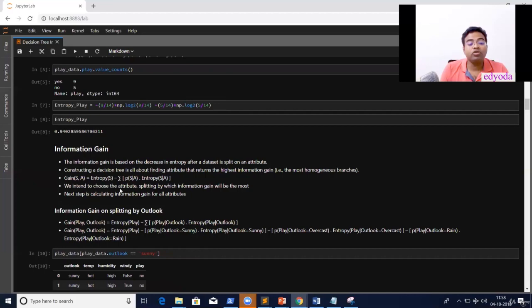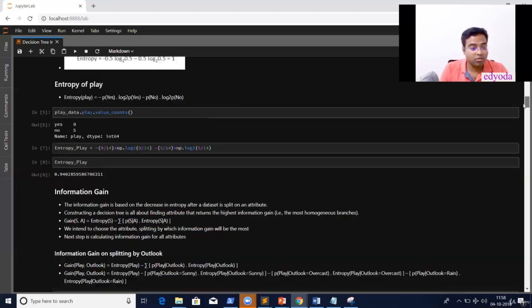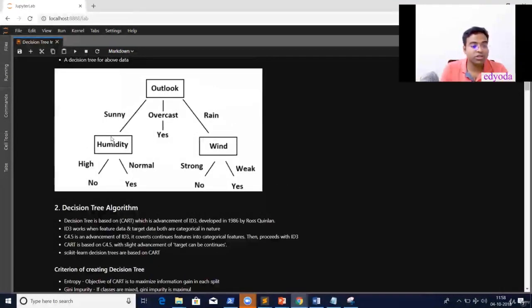We intend to choose the attribute. In the above case, it could have chosen outlook, humidity or wind when it was creating the first node, but it chose outlook because on splitting based on outlook, the information gain was highest. So you have to maximize information gain of this node and minimize entropy of the subsets. That's the whole point.